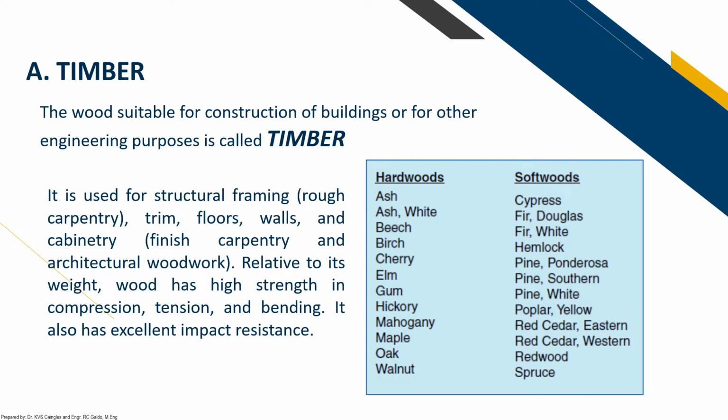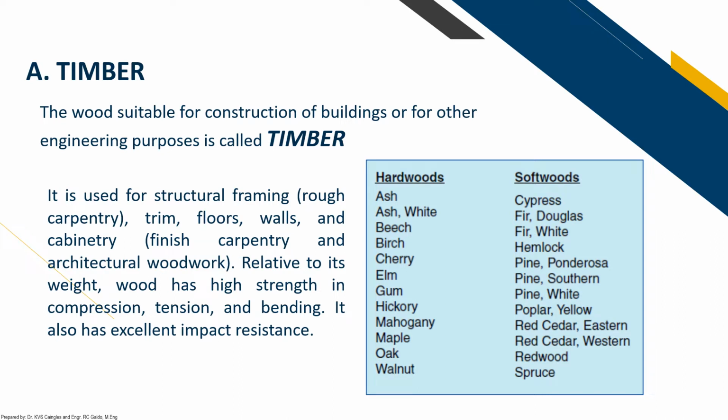Okay, so the wood suitable for construction of buildings or for other engineering purposes is called timber. So it is used for structural framing, as rough carpentry, which includes trims, floors, walls, and cabinetry, and finished carpentry and architectural woodwork also. So, relative to its weight, wood has high strength in compression, tension, and bending. It also has excellent impact resistance.